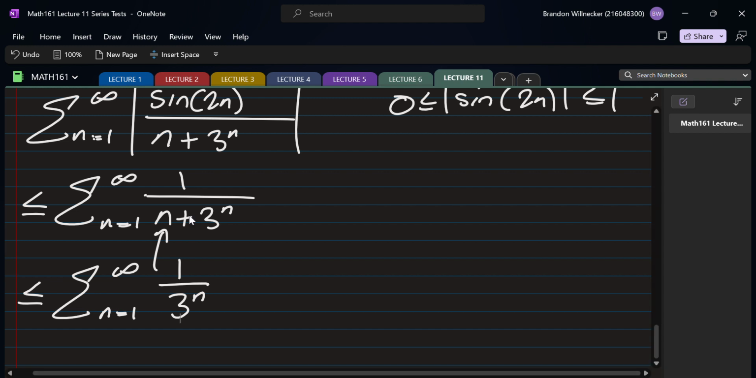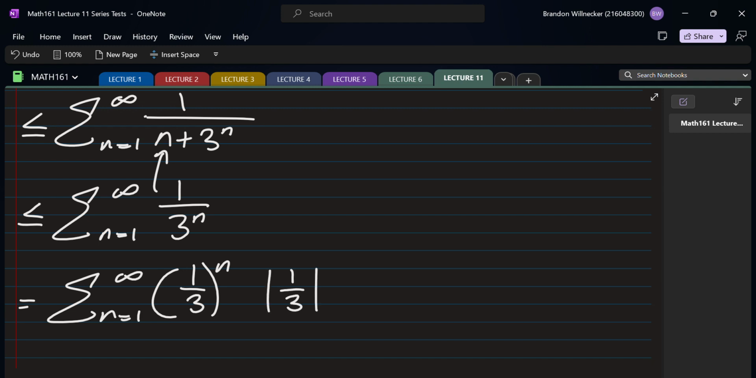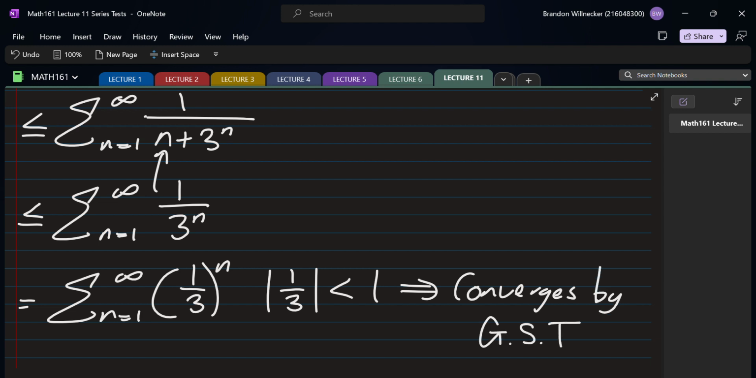Okay, so just note these inequalities here, and knowing how to work with inequalities, that will be tested. So you should be comfortable with these manipulations. So here, we can write this as the sum from n equals 1 to infinity of 1 over 3 to the n. Now, this is just a geometric series. We can take the absolute value of the ratio. We know that it's less than 1, which means it converges by the geometric series test.